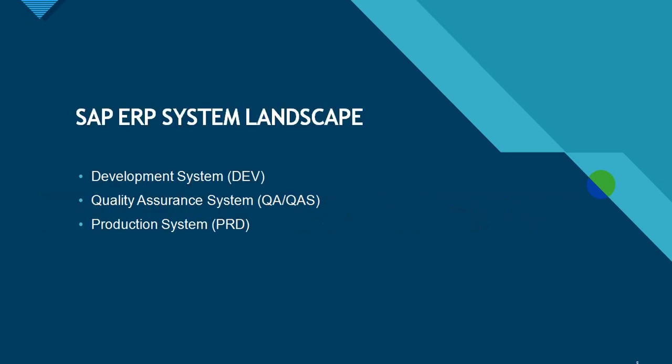Now let's look at the SAP ERP System Landscape. The System Landscape is the way the SAP systems are structured within an organization. So we have the development system, which you can usually abbreviate as DEV. Then we have the quality assurance system, which is either QA or QAS in abbreviation. And then you have the production system.